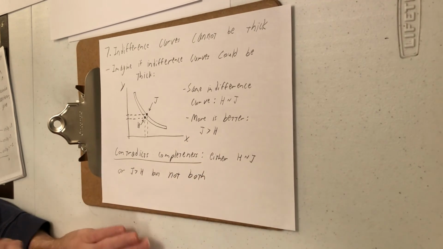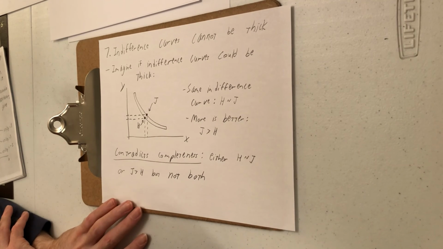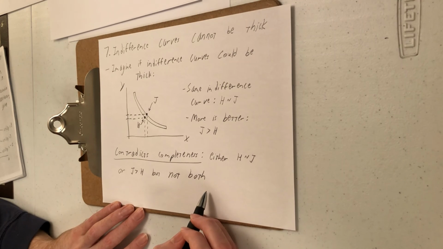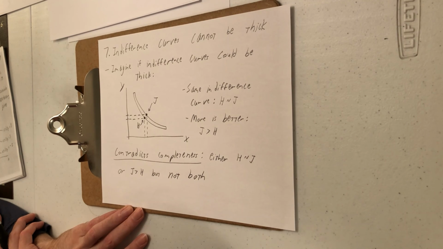So this is how we prove our point here. If indifference curves could be thick, the impossible happens. The impossible can't happen. That's how I know indifference curves cannot be thick.